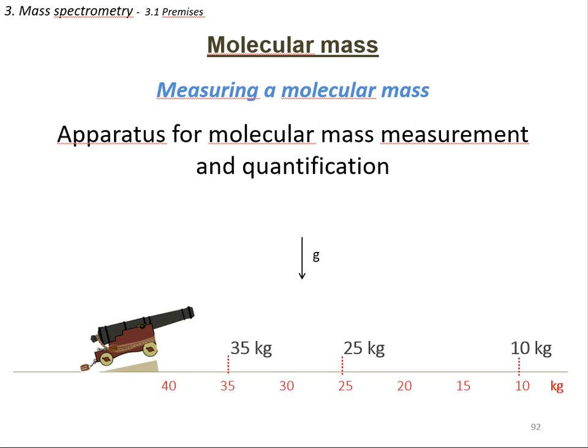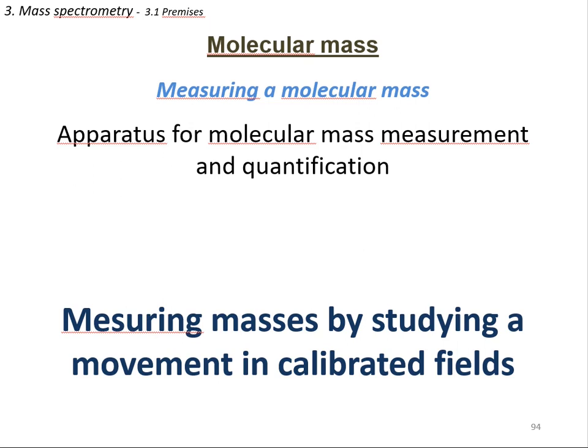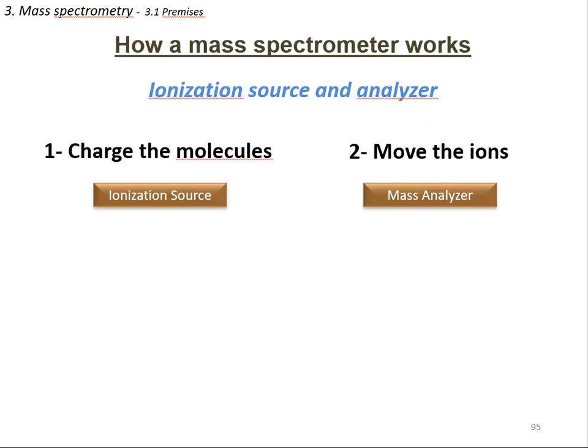So it means that you have calibrated the field of measurement. And now you can fire the cannonballs of unknown mass, and depending on how far they go, you can deduce, on the scale you've just created, their masses. And this is exactly what mass spectrometry does. It's measuring the masses by studying a movement in a calibrated field.